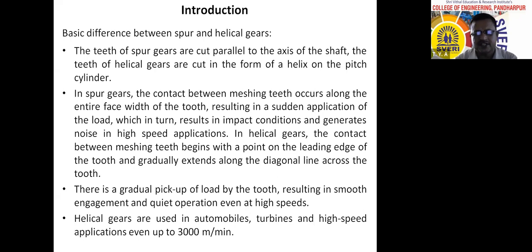Then in spur gears, there is a sudden contact between the contacting tooth or meshing tooth. That's why sudden impact load is there. That's why it will result in noise in high-speed applications.